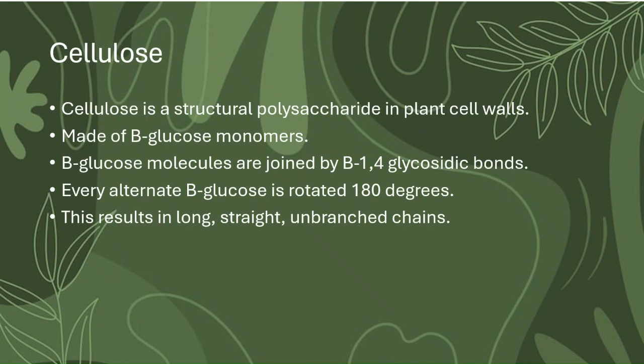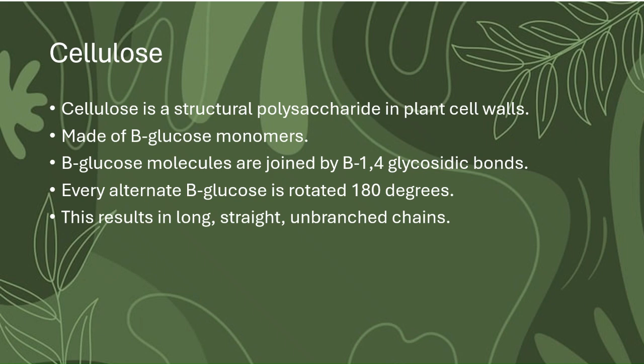So cellulose is a structural polysaccharide in plant cell walls. Remember, starch is more to do with the storage side of plants, and cellulose is more on the plant cell structure side. So that's how they differ in function. But anyway, back to cellulose. It's made of beta-glucose monomers, and the beta-glucose molecules are joined by beta 1 to 4 glycosidic bonds.